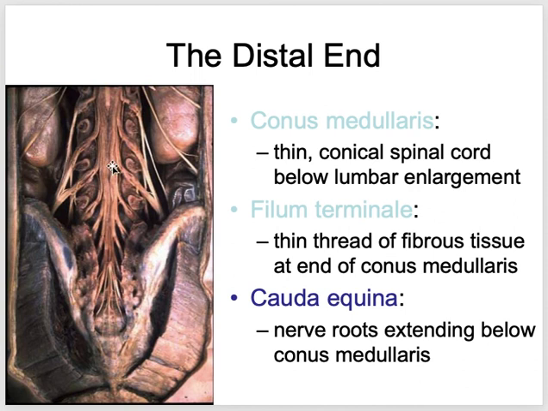This is the distal end, you can say. You can see over here, this is the conus medullaris, where the spinal cord is ending. All the nerve roots are coming down. This is called the cauda equina. And this is called the filum terminale, a thin thread of fibrous tissue at the end of the conus medullaris. So this is like the real picture.